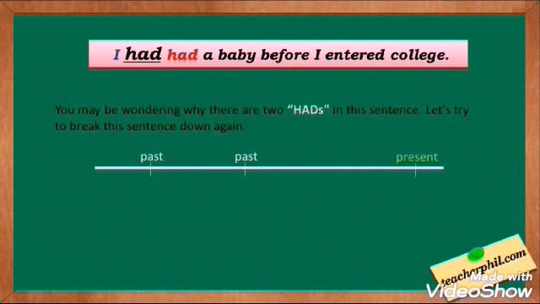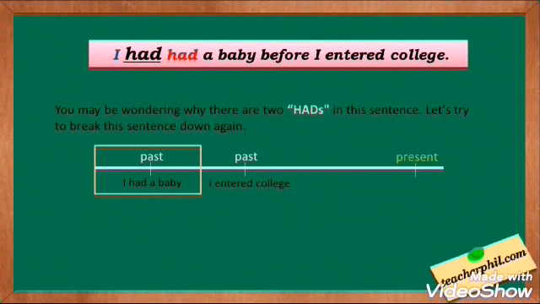So let's try to break this sentence down again. We have a present and we have two actions that happened in the past. The first past is the past perfect. And the second one is the past simple. I had a baby, so this is the past perfect. And the second one, I entered the college, this is the past simple.